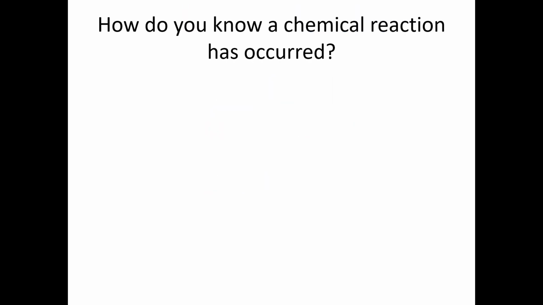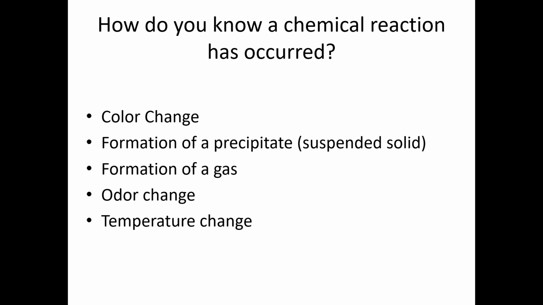So how do you know if a chemical reaction has happened? Generally, you want to look for things like emergent properties. These might be something like a change in color that is not consistent with the original chemicals, formation of a precipitate or suspended solid where there wasn't one before, the formation of a gas when one wasn't present before, a change in odor, or a change in temperature.